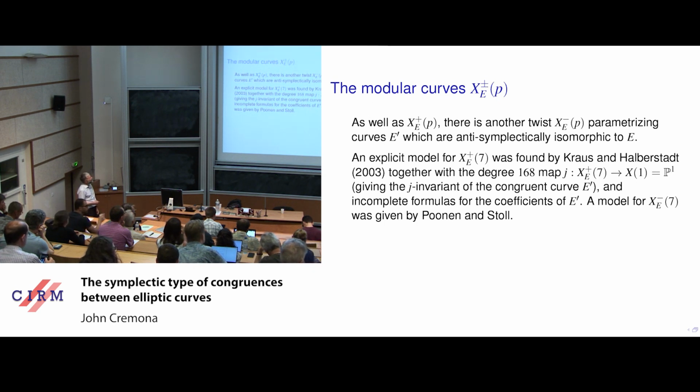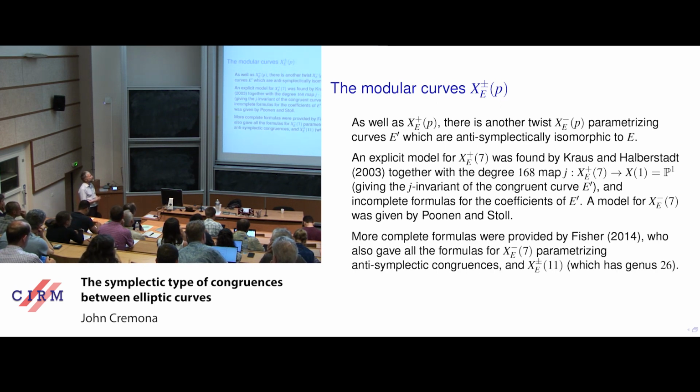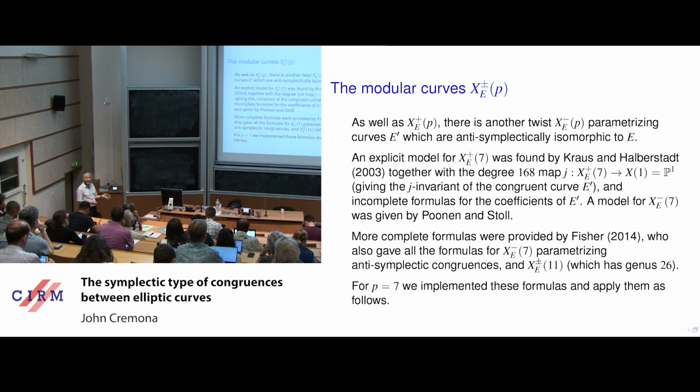more formulas for X_E plus or minus 7, giving you the complete formulas for the invariance of the congruent curve, were given by Tom Fisher, who goes through absolutely everything in complete detail, for both the X_E plus and the X_E minus of 7, and he does it for the genus 26 curve. I haven't yet quite had the energy to implement all the formulas for X_E plus or minus of 11, but I will one day. But I have done it for X_E plus or minus of 7. So this is how we apply them.